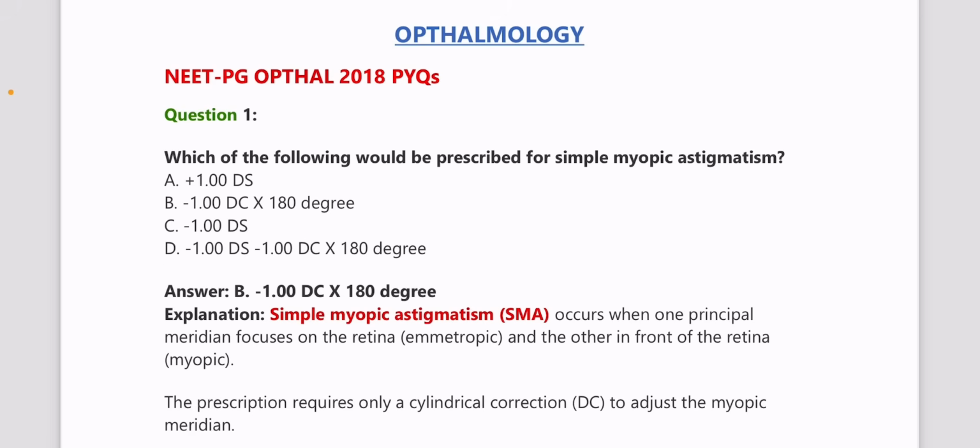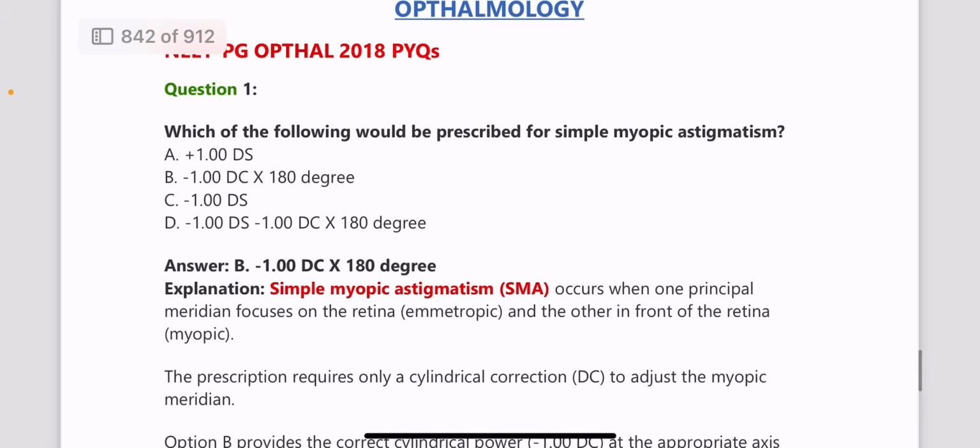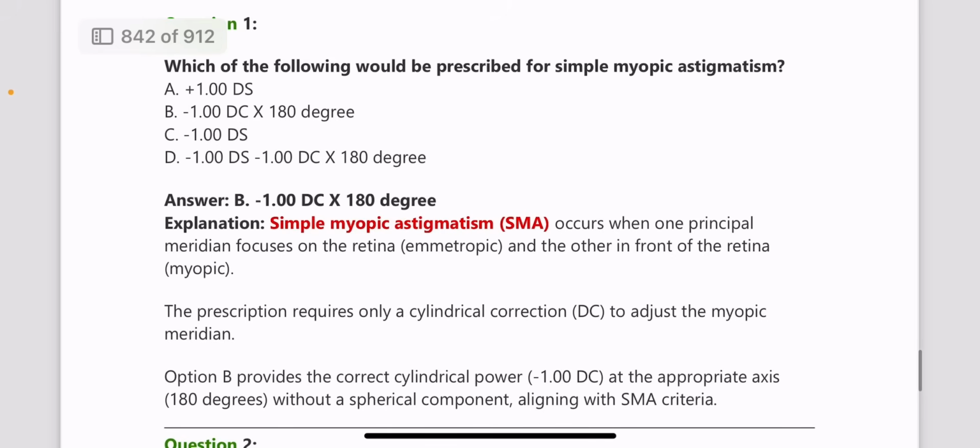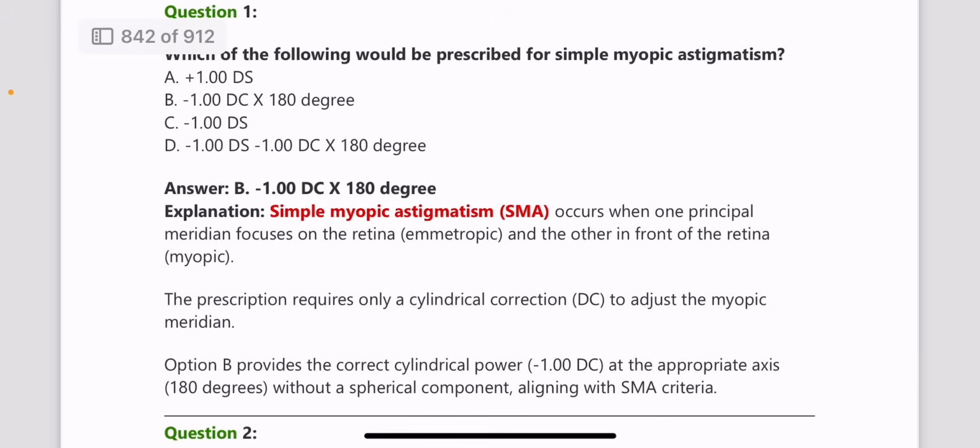So now moving on to the questions. Which of the following would be prescribed for simple myopic astigmatism? Answer: -1 DC into 180 degree. So simple myopic astigmatism occurs when one principal meridian focuses on the retina and the other in front of the retina. The prescription requires only a cylindrical correction to adjust the myopic meridian. So option B provides the correct cylindrical power at the appropriate axis without a spherical component, aligning with the SMA criteria.